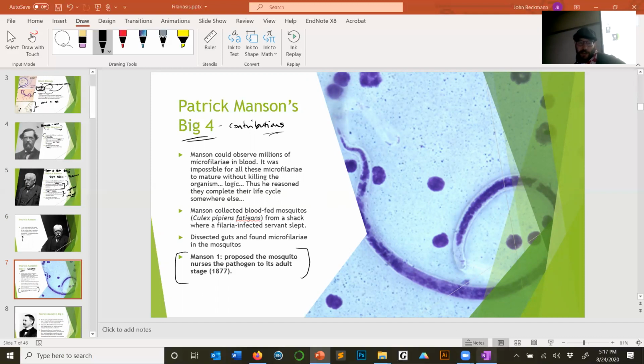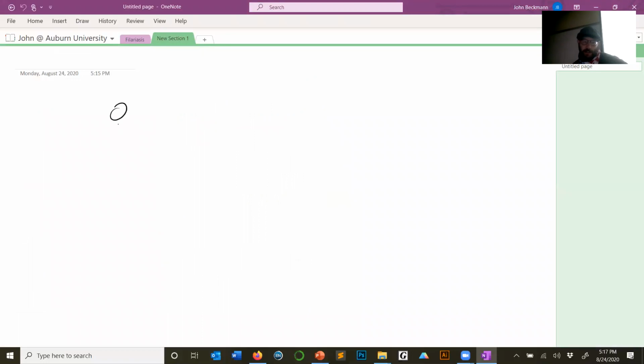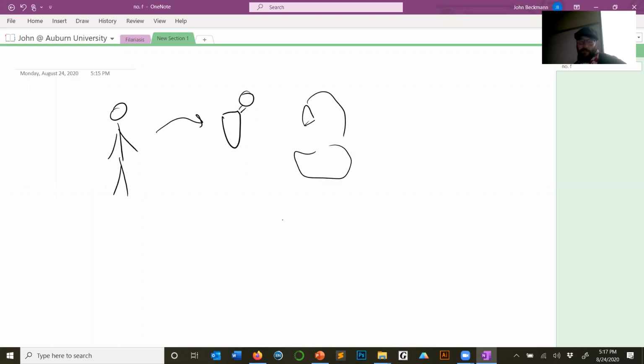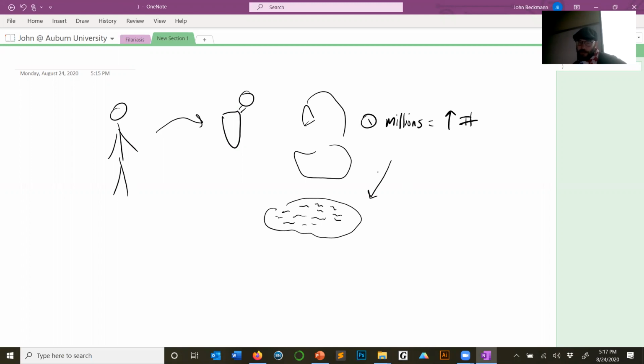So what he would do is take a patient who had elephantiasis. He would extract blood, and he would look at the blood under the microscope, and in the blood were millions and millions of microfilaria. So he noted there's a high quantity of these microfilaria. That was not one of his big four, but that was his first logical assumption.